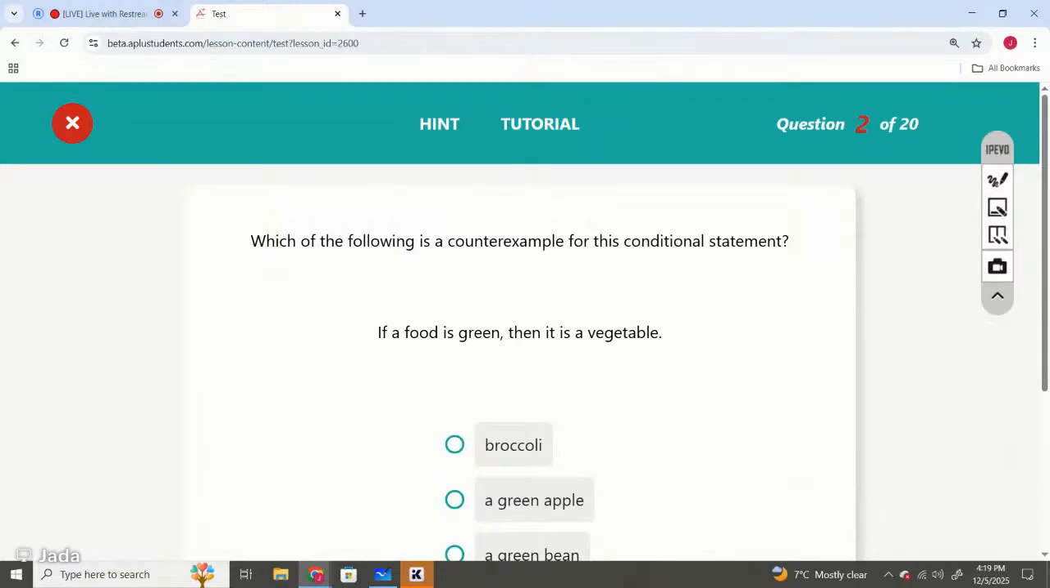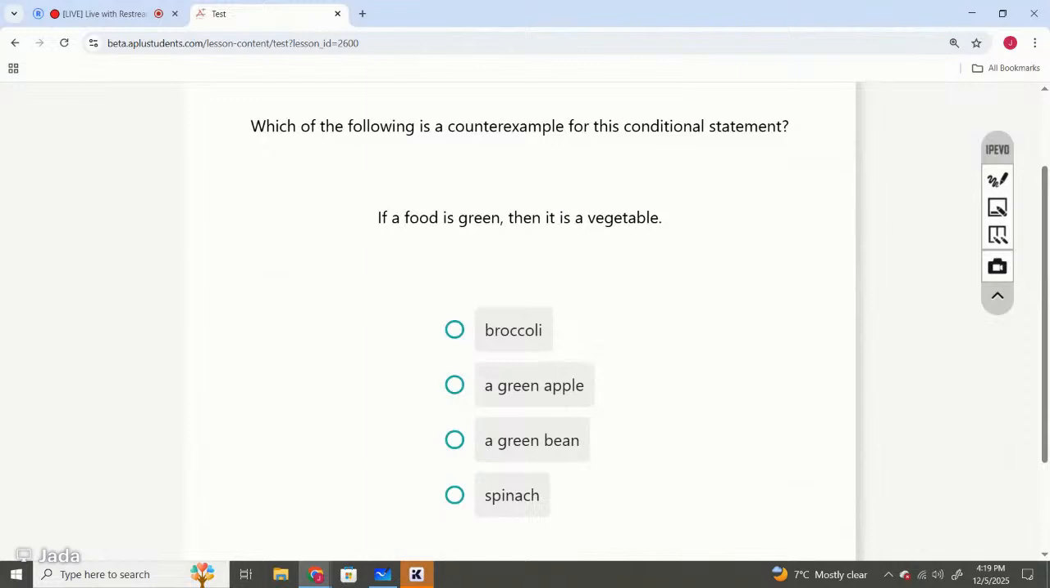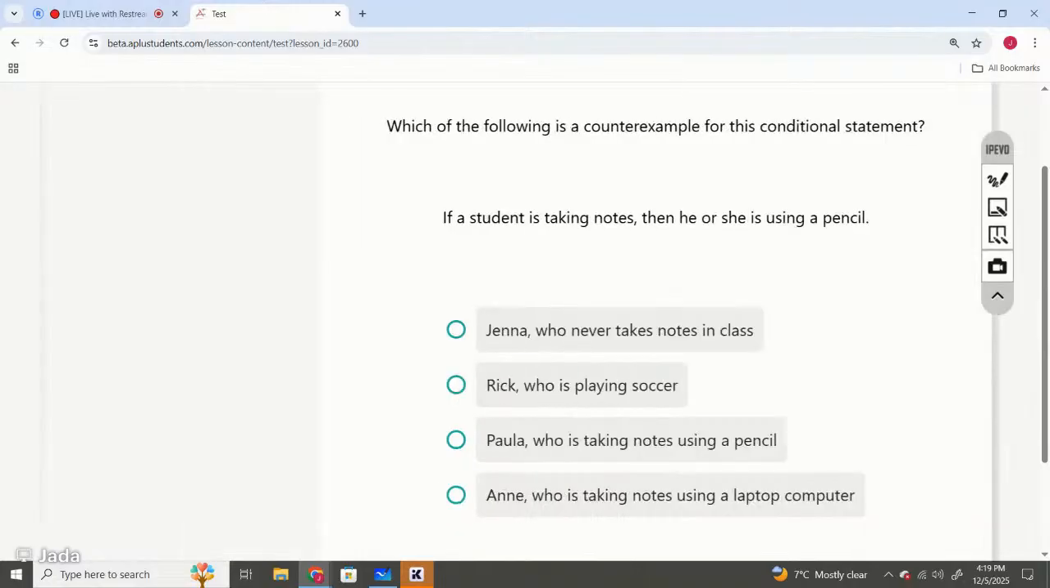Which of the following is a counter example for this conditional? If the food is green, then it is a vegetable. So the hypothesis is true, but the conclusion is false for the counter example. Food is green: that is a green apple. The apple is green, but it is not a vegetable. The correct option is a green apple.